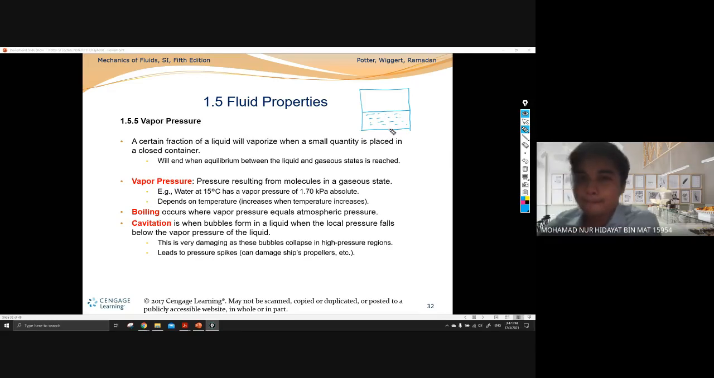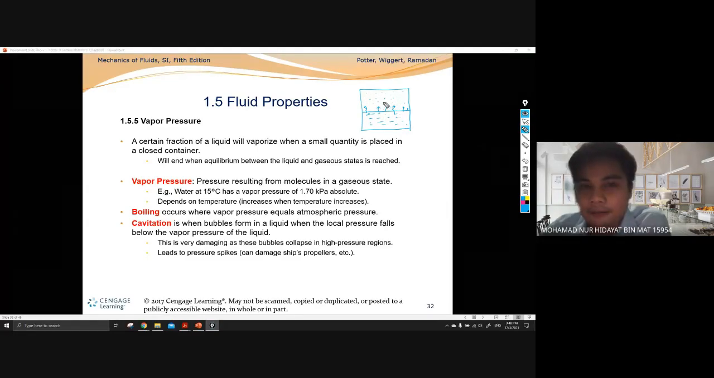Why? Because the molecules possess some amount of energy, then they rotate, vibrate, and evaporate into the air. So this water molecule will evaporate. Only the surface evaporates, and then it will fill up the tank. This one we call the vapor, because of the evaporation.